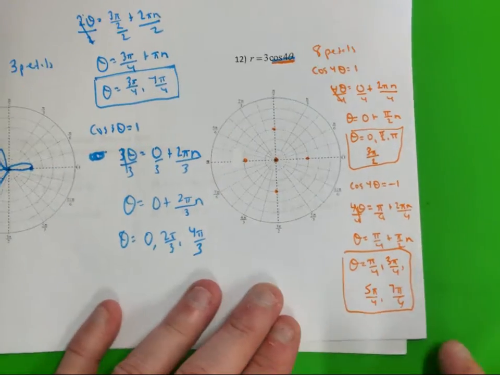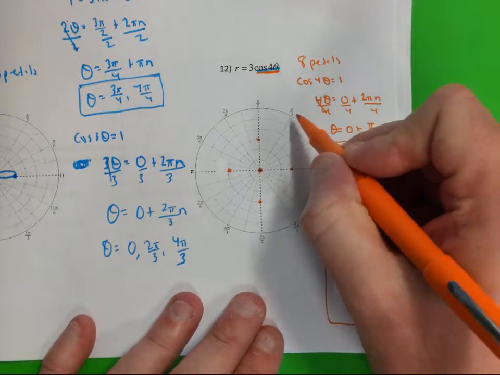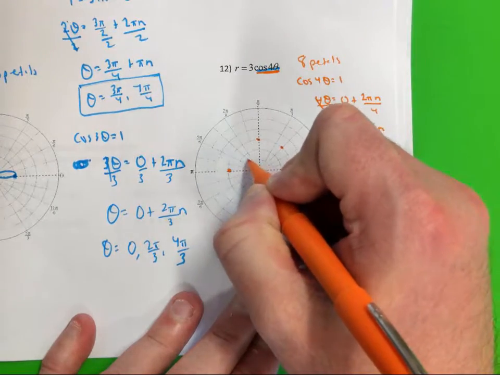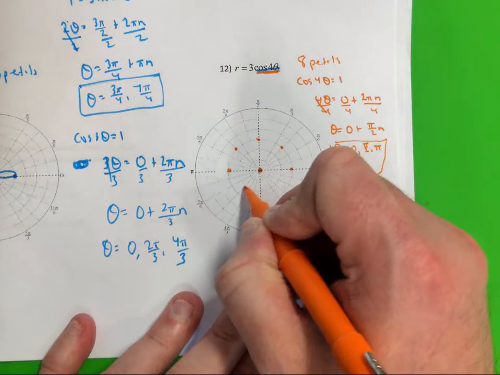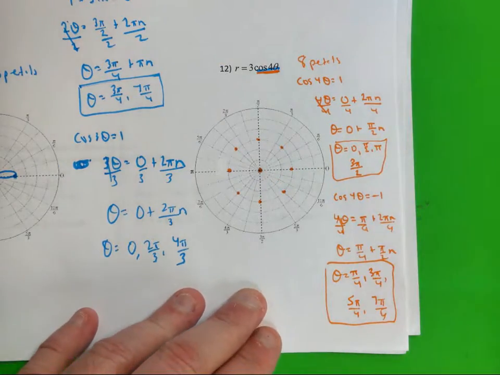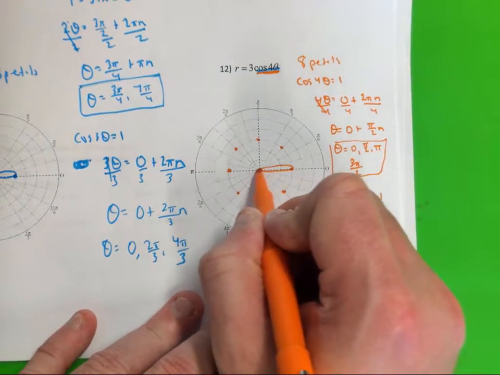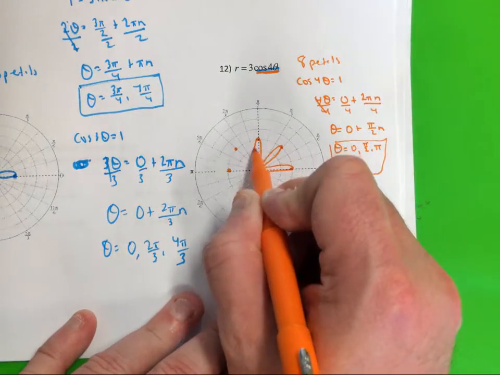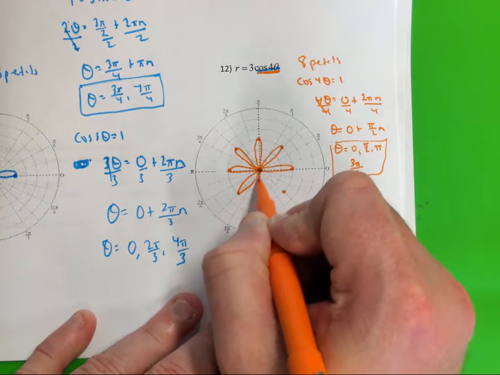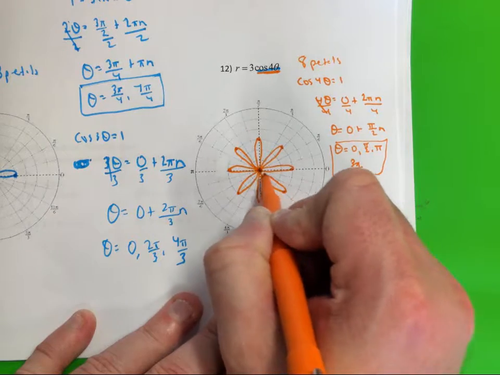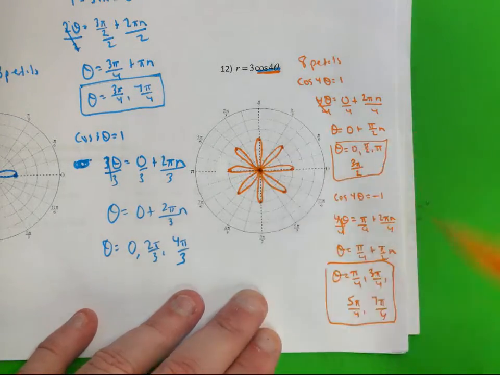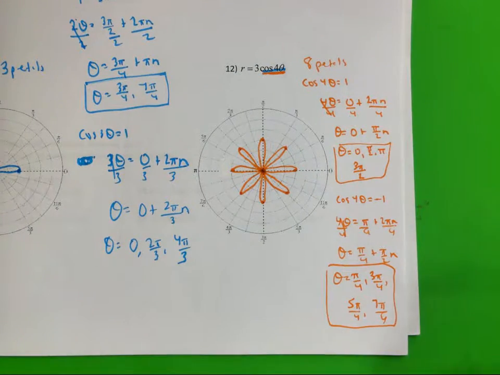Now I'm going to go to my pi over 4 family members. We know that's in between the pi over 6 and pi over 3. And then here comes your petals. Isn't that just beautiful?